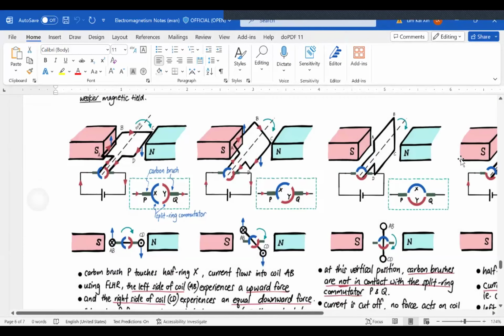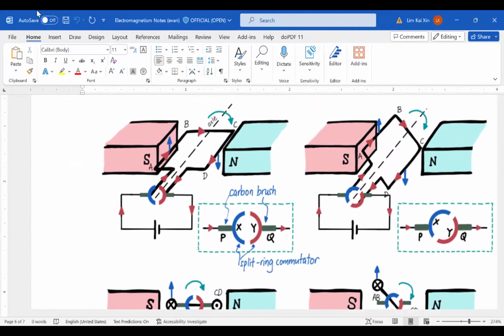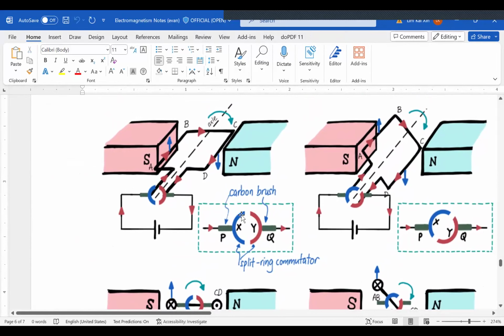Okay, you look over here. Let's go into the first diagram. For easy reference and for you to visualize, the split ring is colored with two different colors. X is colored in blue and Y is colored in red. I have a current connected to this rectangle coil, so a current will be flowing through this rectangle coil.